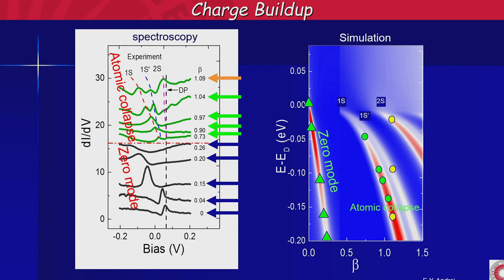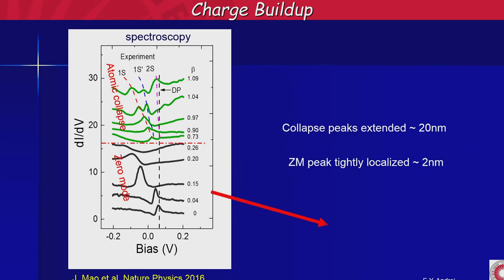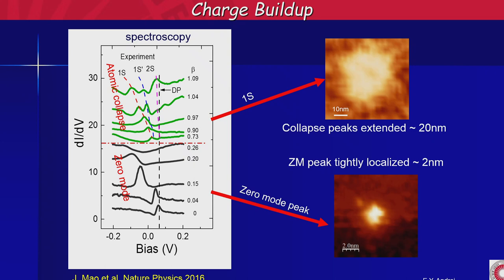So you charge it. This is atomic collapse. This is the atomic collapse in graphene. If you look, it's very interesting now. You say, oh, these are just peaks that are moving down, but they're qualitatively different. If you do topography, the zero mode is very tightly localized within 2 nanometers of the vacancies, whereas the collapse modes are really spread out, as you expect for a quasi-bound state.